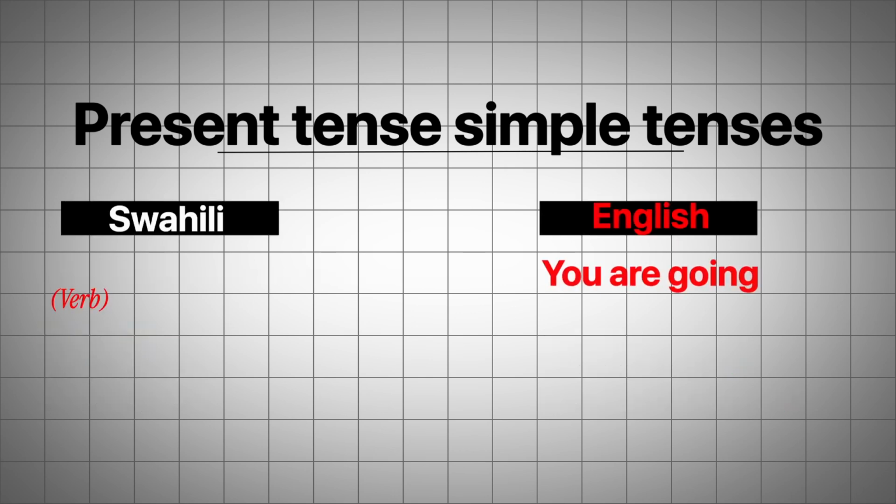How will you say you are going? To say this in Swahili, you can say Unaenda. Repeat after me. Unaenda. One last time. Unaenda. Good. So you can say things like Unaenda kazini. One more time. Unaenda kazini. That simply means you are going to work.